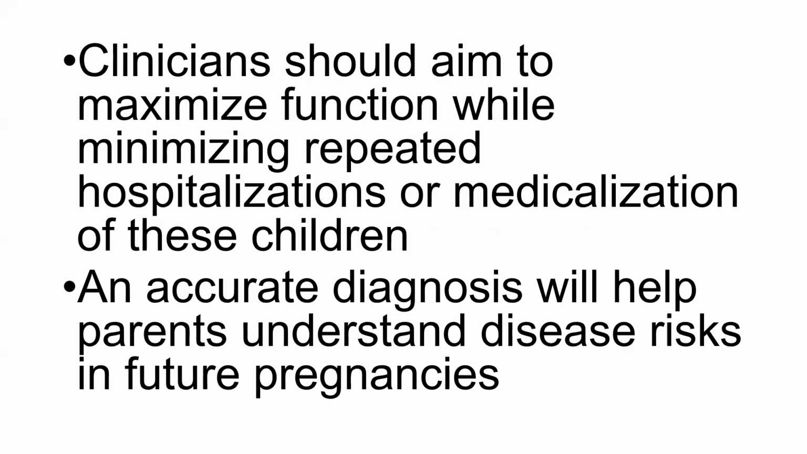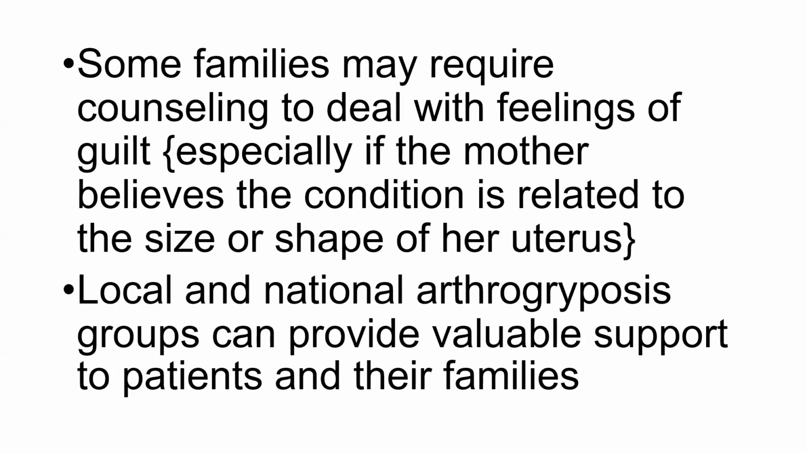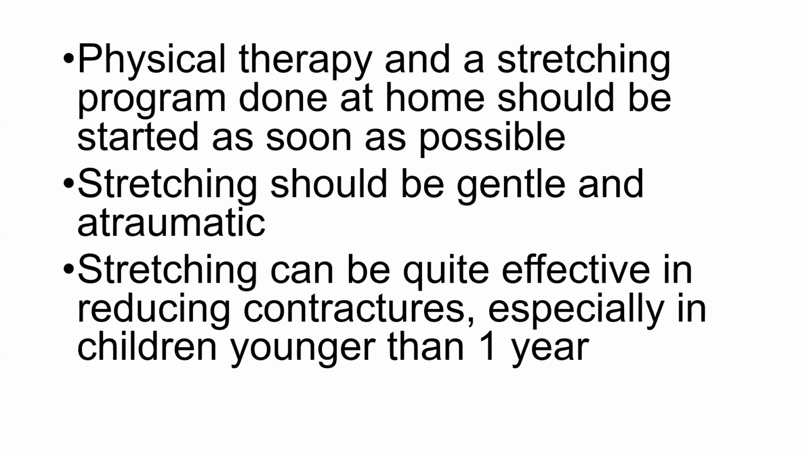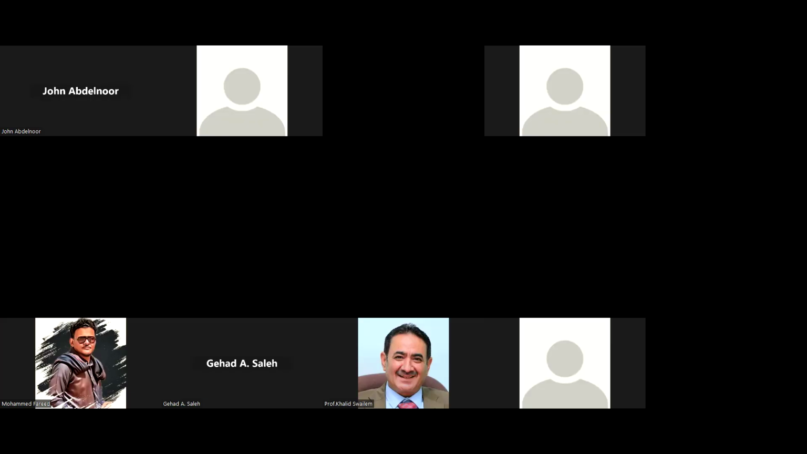An accurate diagnosis will help parents understand disease risk in future pregnancies. Some families may require counseling to deal with feelings of guilt, especially if the mother believes the condition is related to the size or shape of the uterus. Local and national arthrogryposis groups can provide valuable support to patients and their families. Physical therapy and a stretching program done at home should be started as soon as possible. Stretching should be gentle.